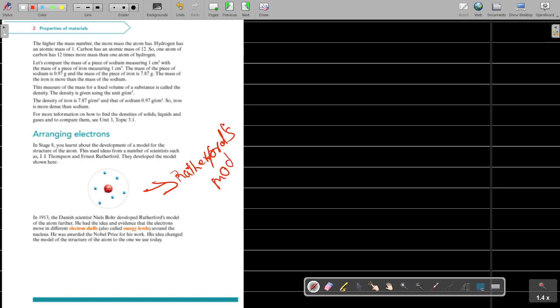Rutherford's model. In 1930, the Danish scientist Niels Bohr developed Rutherford's model of the atom further. He had the idea and the evidence that the electrons move in different electron shells, also called energy shells, around the nucleus. He was awarded the Nobel Prize for this work. His idea changed the model of the structure of the atom to the one we use today. So, this is Rutherford's model.